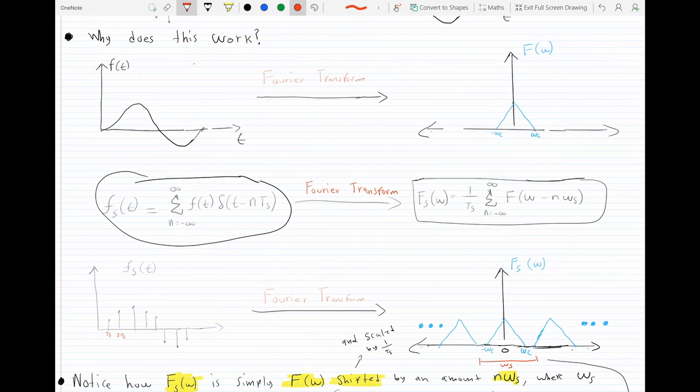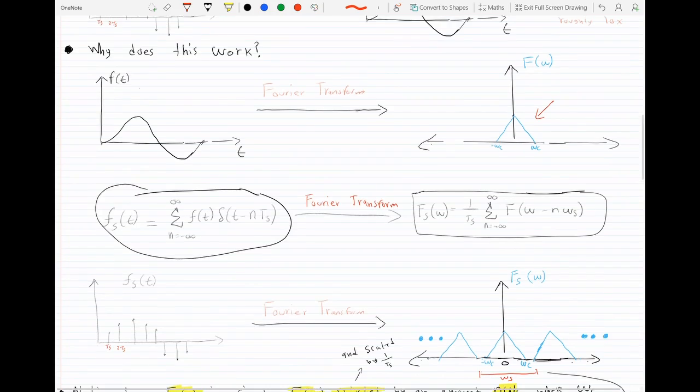So, say we have our original signal f of t. If we take the Fourier transform of this signal, we will get its response in the frequency domain. Let's assume our response is a triangular response like this. It corresponds to a single spectrum, right? Just a single triangle.